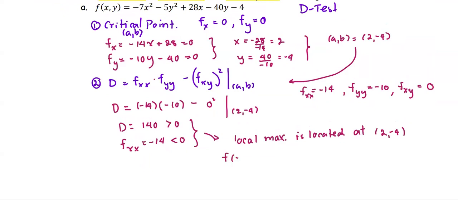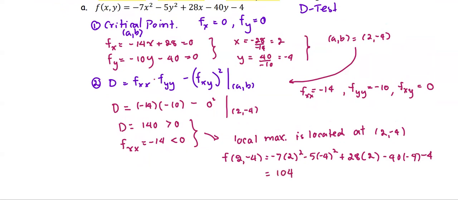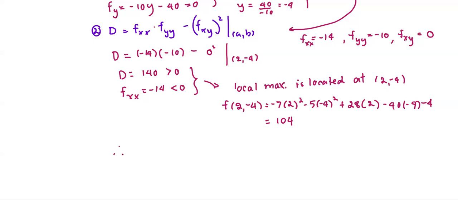When we are looking for the value, we substitute into the function. So the function at (2, -4) is -7 times 2 squared, minus 5 times (-4) squared, plus 28 times 2, minus 40 times -4, and minus 4, which equals 104. So we can say that the local maximum point is (2, -4, 104).